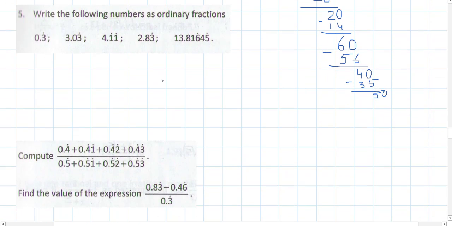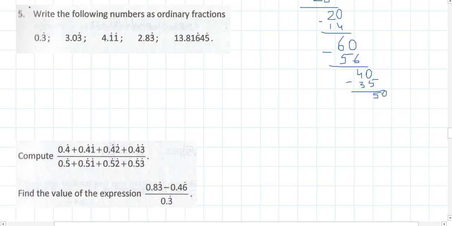Okay, now write the following numbers as ordinary fractions. So here we have 0.3 with an over dot. It means that 3 is the repeating part. And the main question here is to write these numbers as ordinary fractions. How to get the ordinary fraction from repeating fractions?